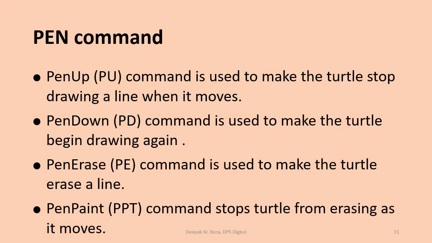Pen command. Pen up or PU command is used to make the turtle stop drawing a line when it moves. That is, after using this PU command, if we give FD or BK command, the turtle will act as if it is jumping from one place to the other place with the specified distance. PD command is used to make the turtle begin drawing again. Pen erase or PE command is used to make the turtle erase the line. Here, the turtle is acting like an eraser. Pen paint command stops turtle from erasing as it moves.